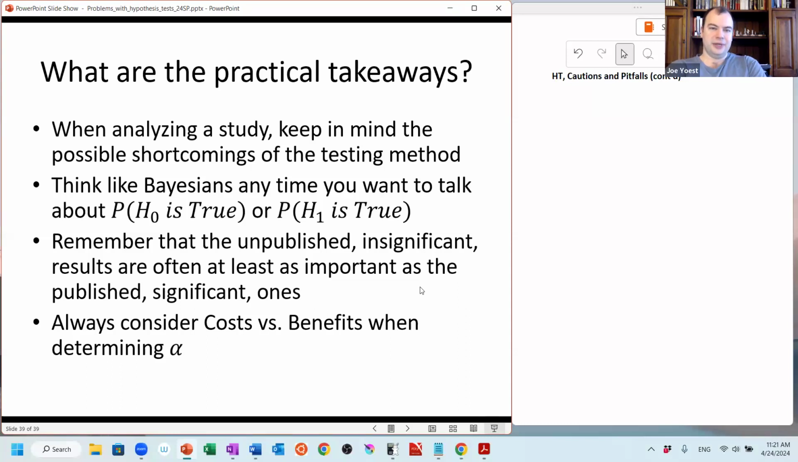So some practical takeaways. Remember that there's a publication bias. The unpublished insignificant results are often at least as important as the published and significant ones. And what I just mentioned is we have to be very, very careful about interpretation of p-values. We don't want to be in a frequentist setting and start talking about the likelihood that the null or alternative hypothesis is true.